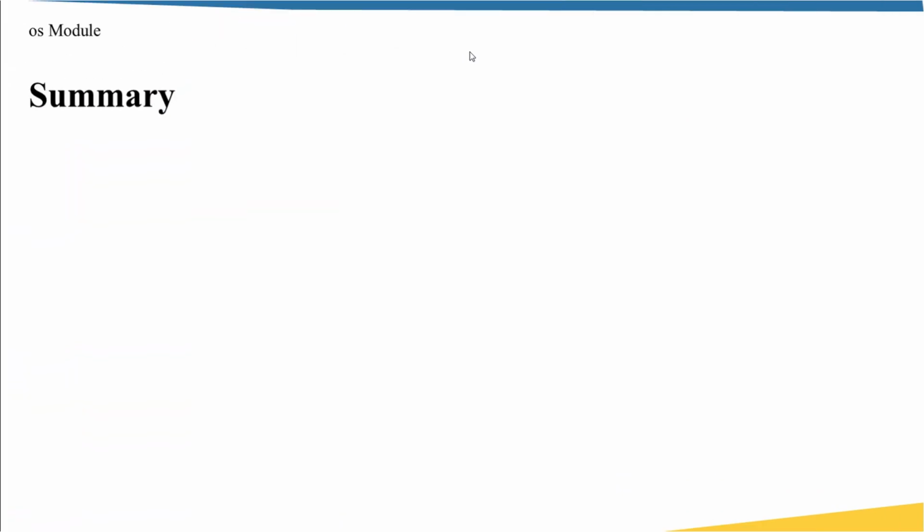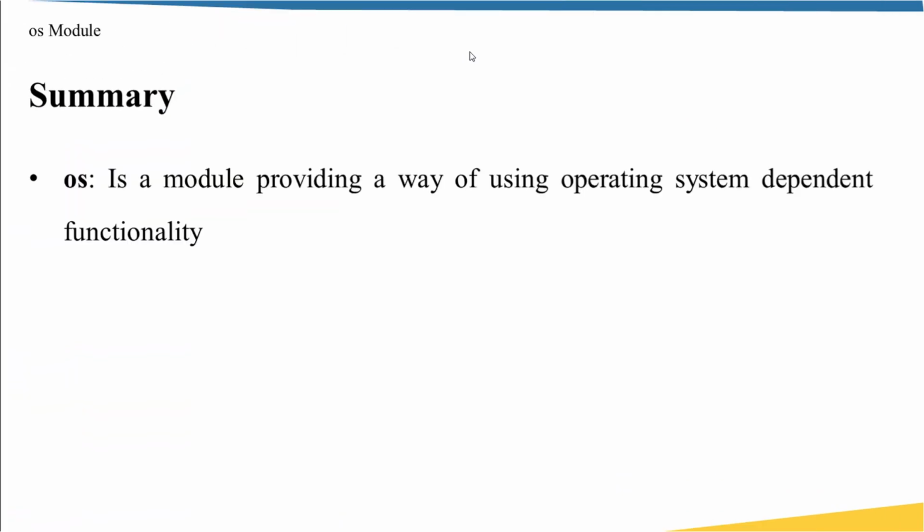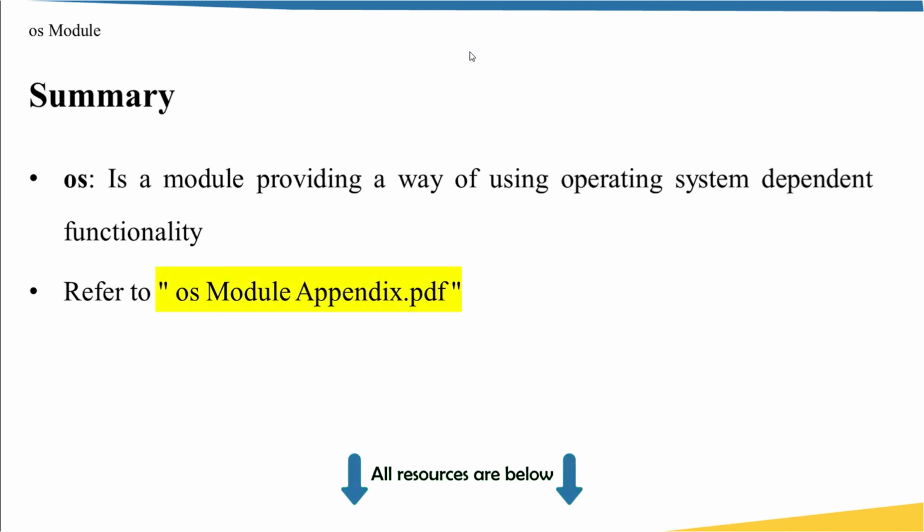Now let's recap what we have learned in this lecture. First of all, the os module has been defined as a module providing a way of using operating system dependent functionalities programmatically. We see that the os module is full of functions that help me to work with files and directories like rename, mkdir, makedirs, rmdir, removedirs, and so on. Please refer to the file os module appendix, in which you will find all the functions that have been covered in this lecture summarized.